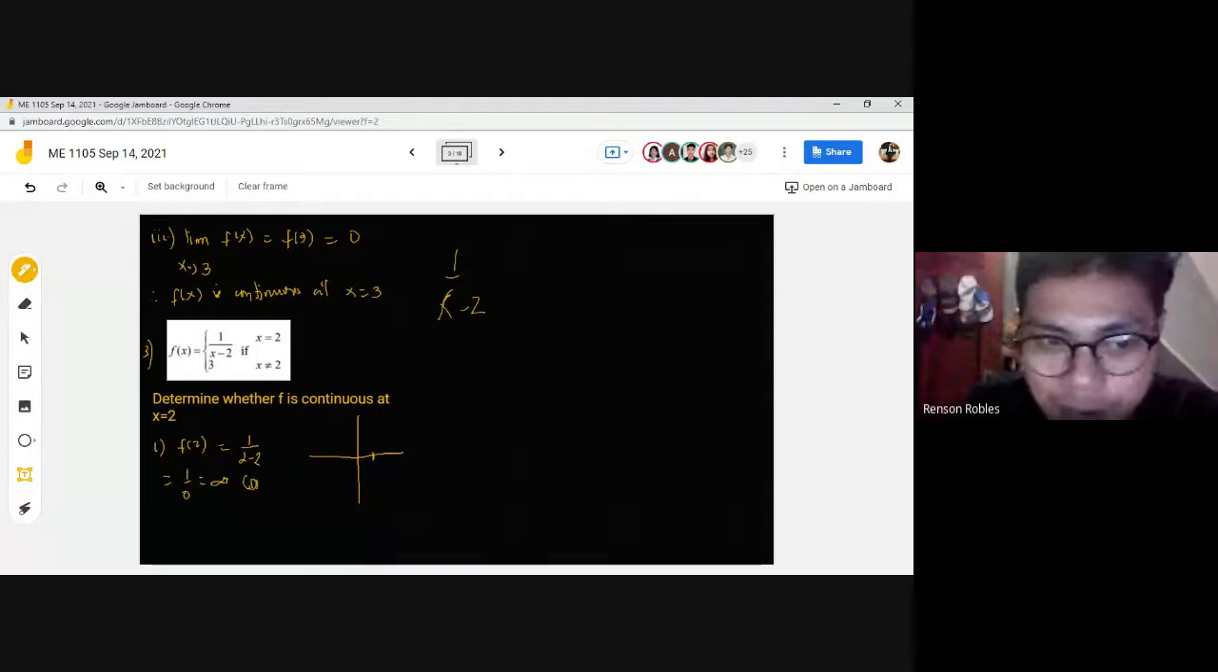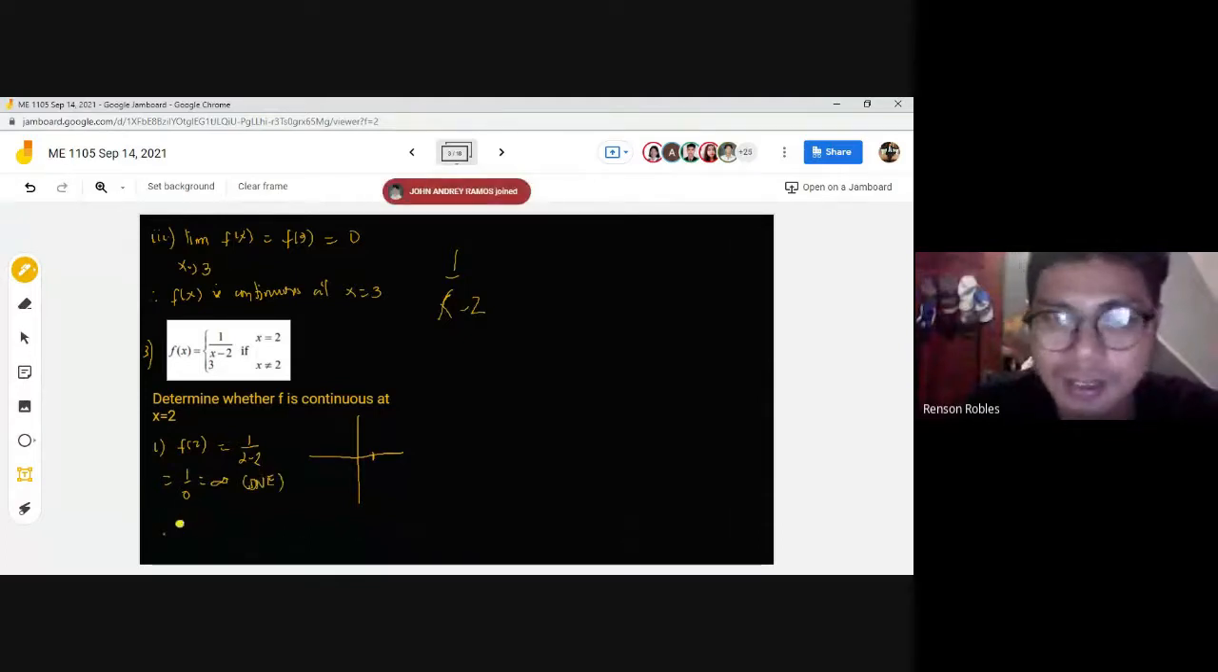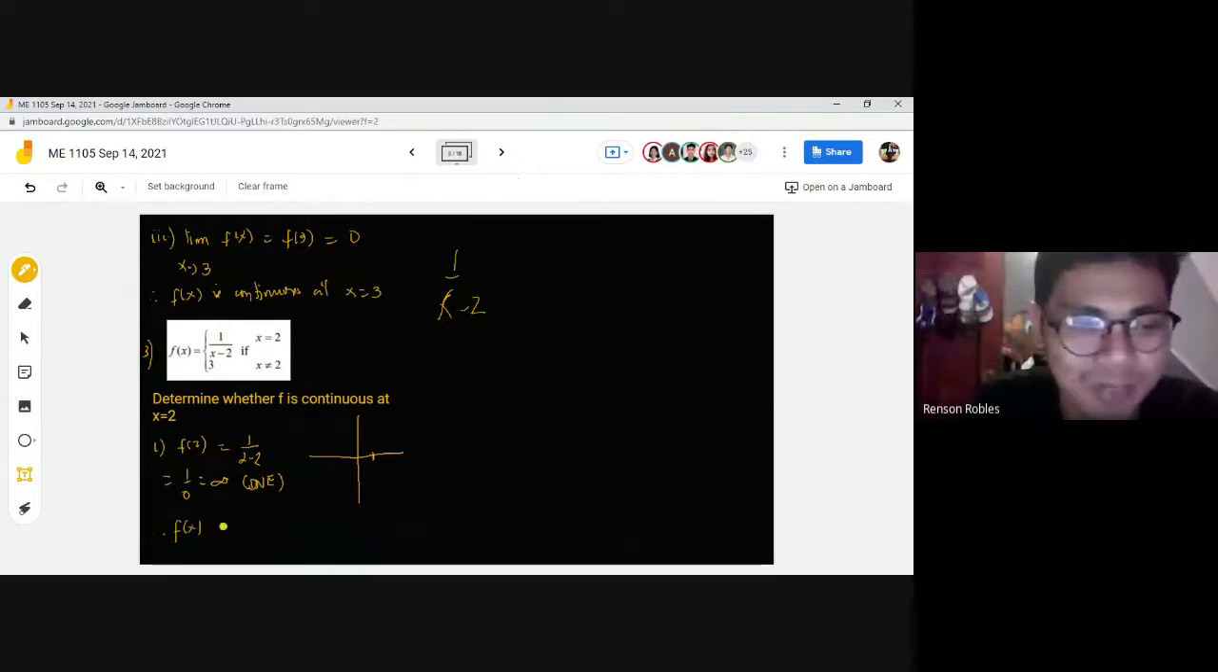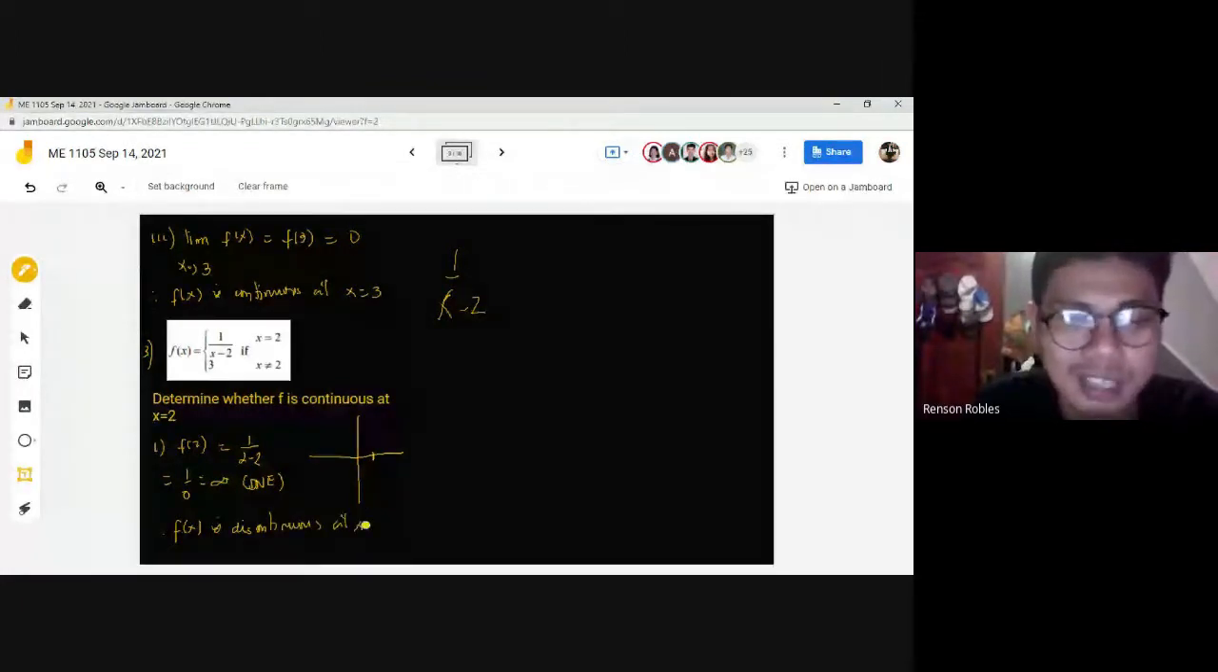Does this exist? Yes, no? It does not. No. O, di conclusion na agad kayo. Therefore, f of x is discontinuous at x equals 2. And how can that be discontinuous? 1, 2, 3. Ito siya. So, ito yung line. This is the line y equals 3.